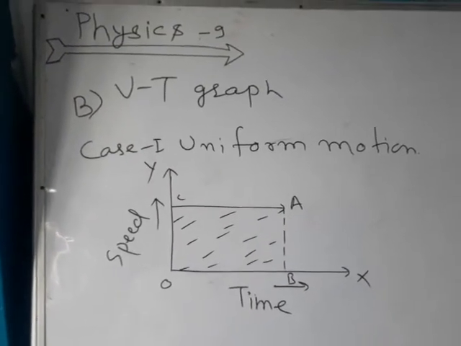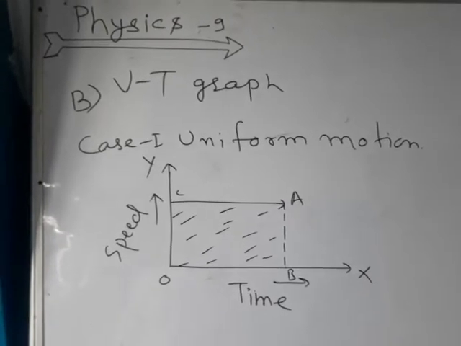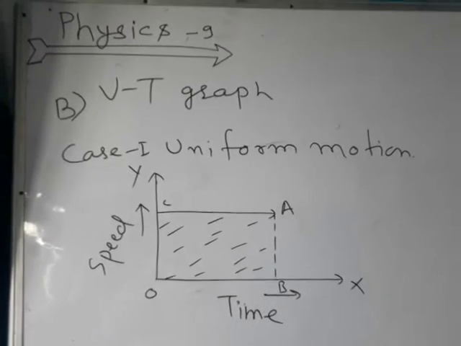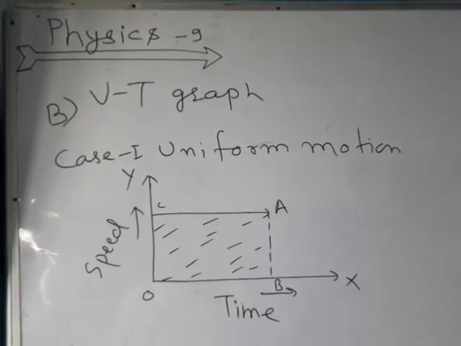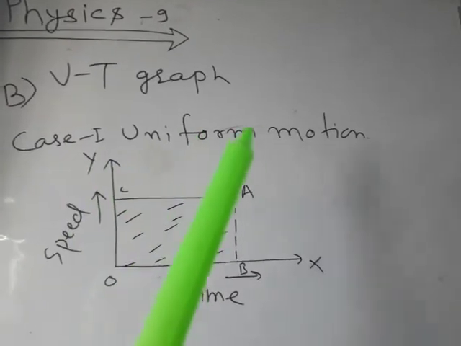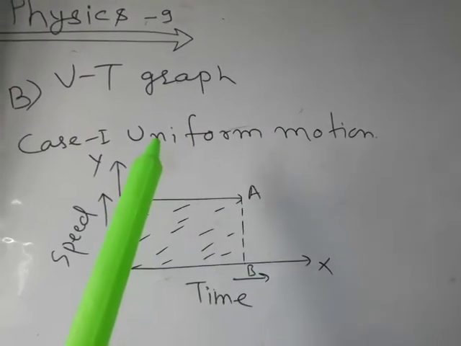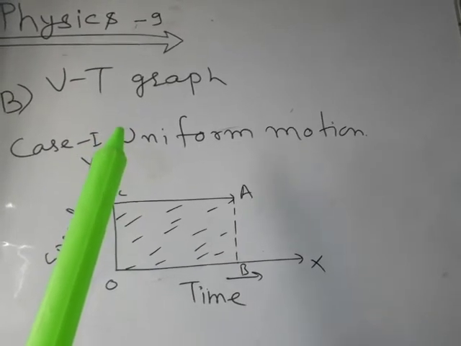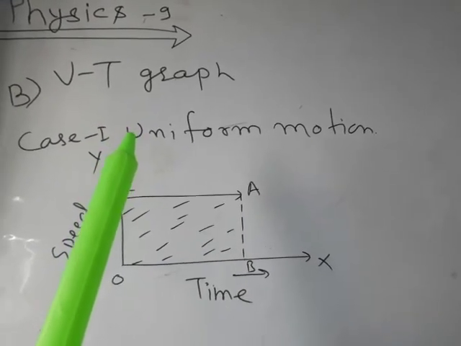Now I would like to discuss the second point, the vt graph, that is, velocity time graph or speed time graph in uniform motion. It means motion with constant speed or constant velocity in a straight line.